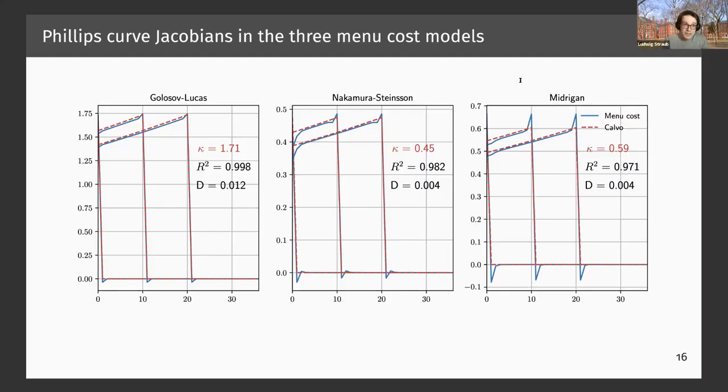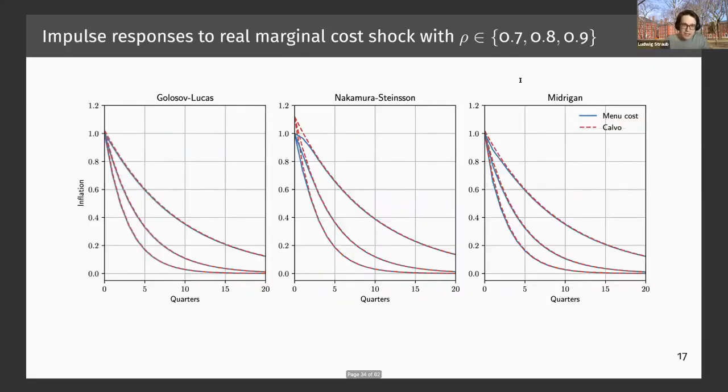And one way to illustrate that is you can take these Jacobians and just hit them with specific real marginal cost shocks. So imagine we have a marginal cost AR1 process with different persistence parameters. And when you feed that into these models, you see that basically the Calvo model that we pick as the best approximation gets all these impulse responses right.